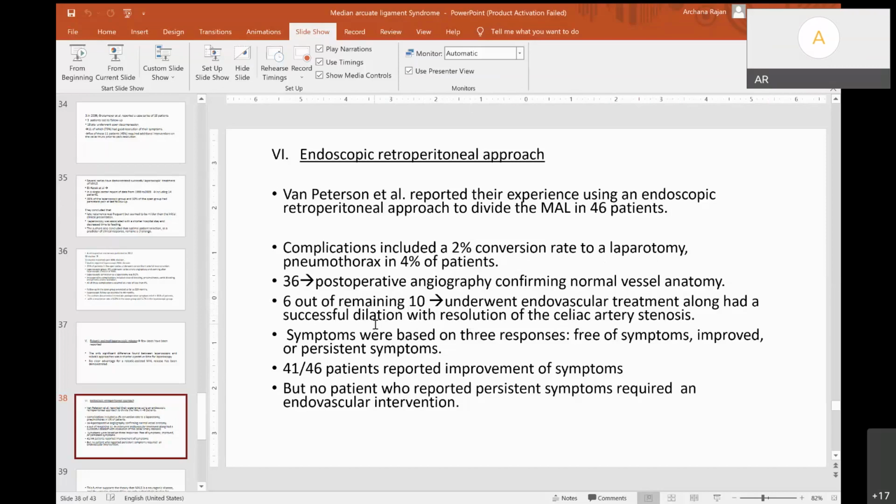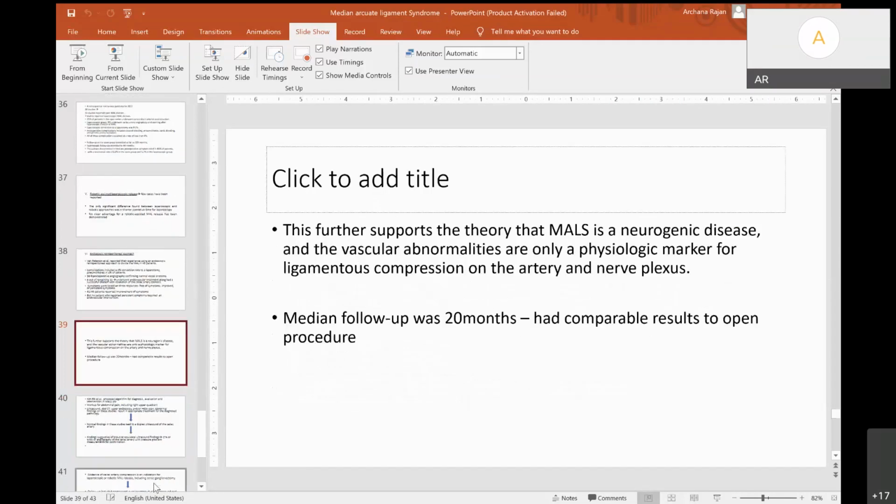Symptoms were based on 3 responses: free of symptoms, improved, or persistent symptoms during follow-up. 41 out of 46 patients reported improvement of symptoms with the endoscopic retroperitoneal approach. Those who had persistent symptoms did not require any intervention for the arterial compression, like endovascular intervention. This report suggested that MAL is a neurogenic disease, and the vascular abnormalities are only a physiological marker for the ligamentous compression on the artery and nerve plexus. Their median follow-up was 20 months, which is comparable to the open procedure.